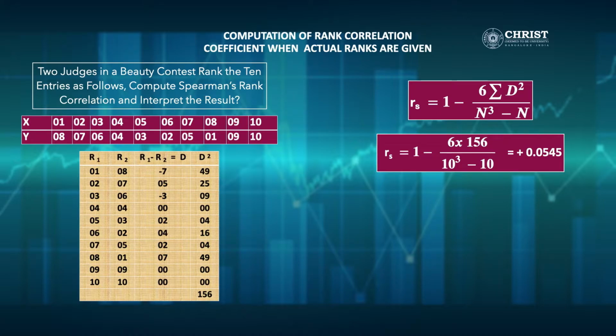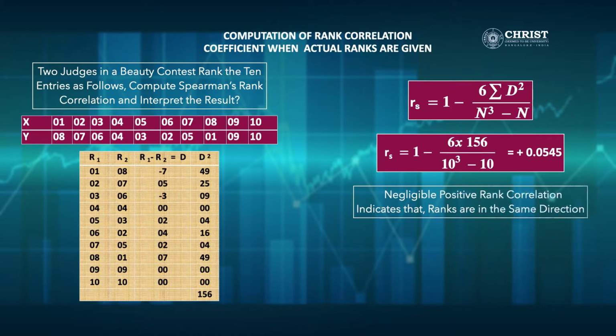That is plus 0.0545. Negligible positive rank correlation indicates that ranks are in the same direction. That meaning, though the ranks are in the same direction, judges are not in complete agreement as to common tastes of beauty. Now we will see the second problem, that is, here there are three sets of values.